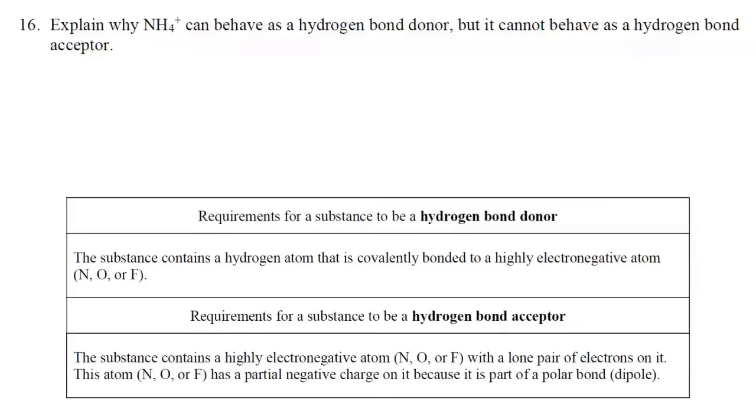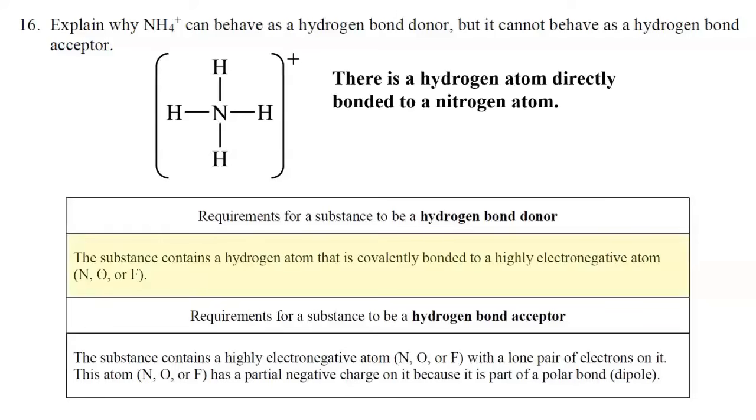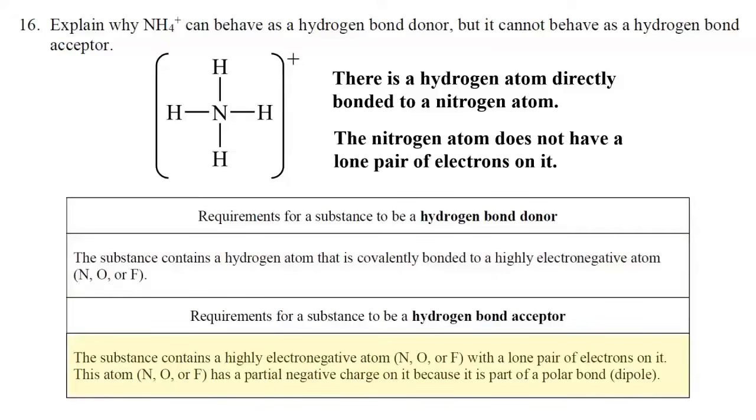Well, the reason why it can behave as a hydrogen bond donor is because there is a hydrogen atom bonded directly to a nitrogen atom. So that does fulfill the requirement to be a hydrogen bond donor. However, the reason why it cannot serve as a hydrogen bond acceptor is that the central atom, the nitrogen atom, does not have a lone pair of electrons on it.